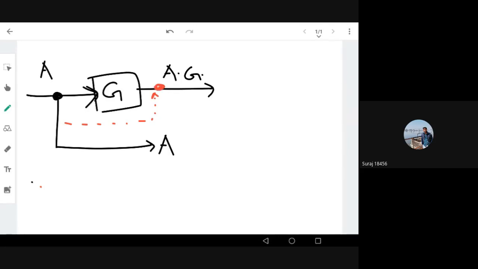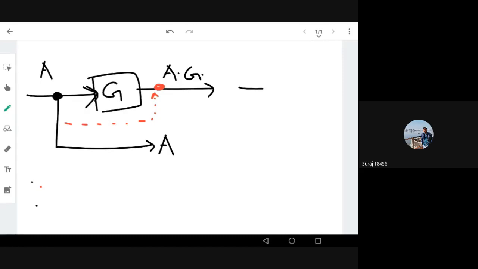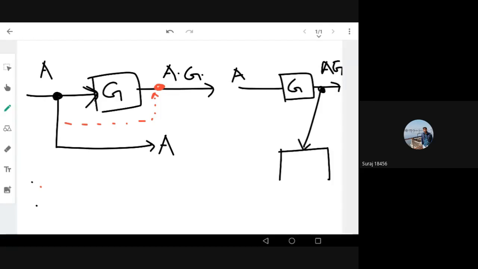So what will happen when I move this node branch to the right side of the gain? What will the signal be there? Initially you have A, and the output is A into G. Now the A here has become A into G. So I need one more block here to compensate for the additional gain. I need to divide by G, that is 1 by G, so that I'll get the signal A back, right?